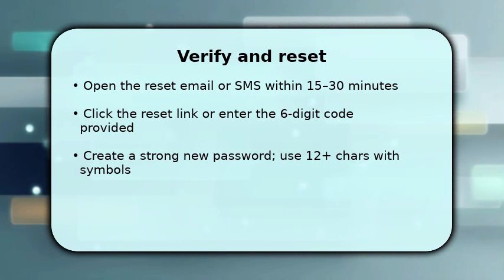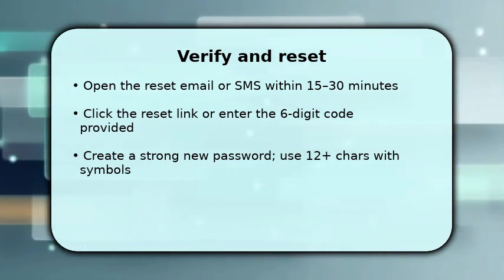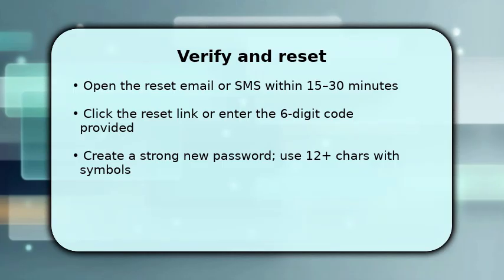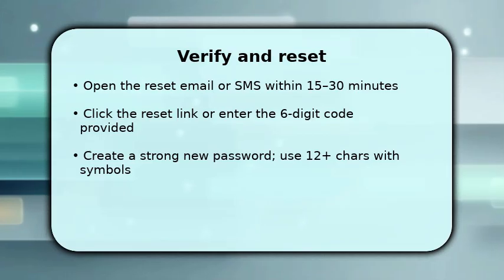You now verify the message and act fast. Open the reset email or SMS within 15 to 30 minutes to avoid expiration. Click the reset link or copy the 6-digit code into the verification field. This proves you control the contact method.